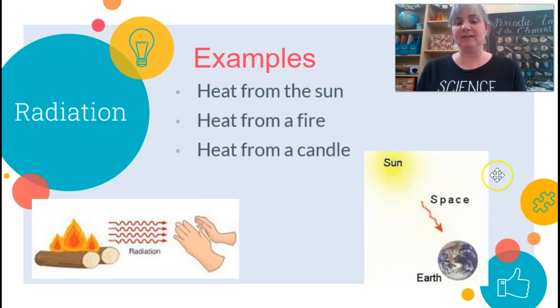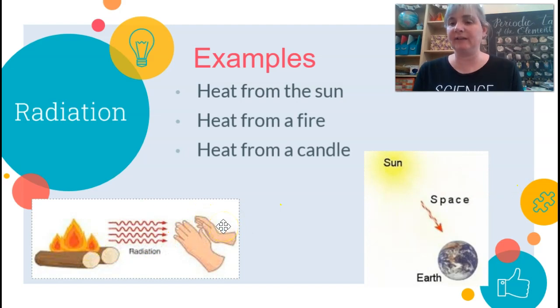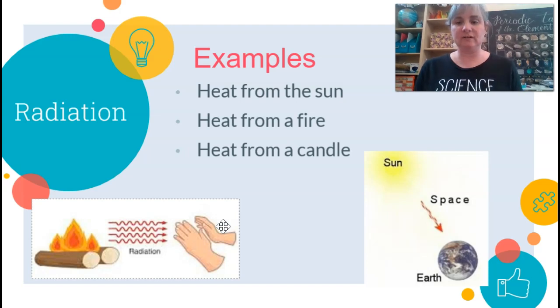Heat from a fire would be kind of the same thing. If you have a fire and you're standing next to the fire, that heat is traveling through waves to reach your hands or your body. Heat from a candle, kind of the same thing. So radiation is heat that's coming through space to leave that object and go to something else.